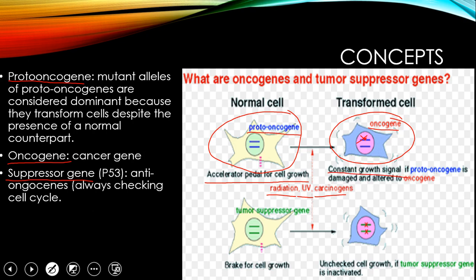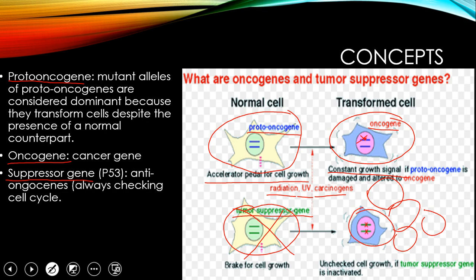We also have tumor suppressor genes, which act as a brake for cell growth. When cells start to grow out of control, these tumor suppressor genes are going to say, hey, slow down. But if these tumor suppressor genes are inactivated, not working, or mutated, then the cell cycle growth is going to go out of control and it's unchecked. These are just going to massively divide. Apparently the suppressor genes like P53, or anti-oncogenes, are always checking the cell cycle. And that is the end.